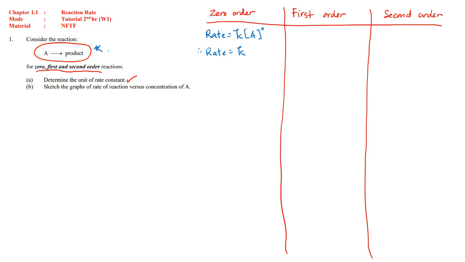Okay, so how to determine the unit of rate constant? So you must know the unit of rate. The unit of rate is molar per second. Unit bagi rate adalah molar per second. So kita boleh dapat unit rate constant bagi zero order. Maksudnya kita tak perlu nak hafal pun, kita boleh derive sendiri. Thus the unit of rate constant for zero order is molar per second. Alright, settle for zero order. So now let's move to first order.